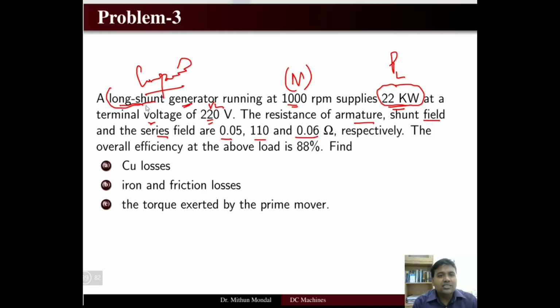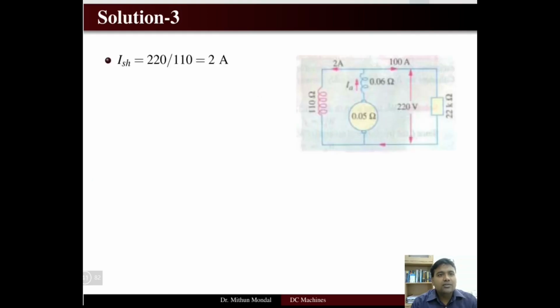Now since it is a long shunt generator, which is a compound generator, it will be a combination of shunt field as well as series field with a definite connection. Now the overall efficiency of the load is given to be 88%. You have to compute the copper loss, the iron and friction losses, and the torque exerted by the prime mover. So what is the torque exerted by the prime mover? So three things you have to calculate for problem number 3. So let us see the solution then.